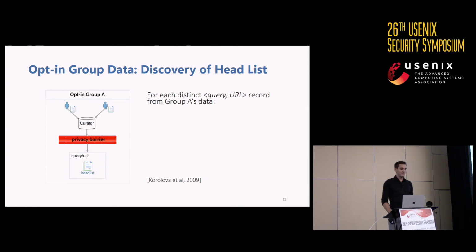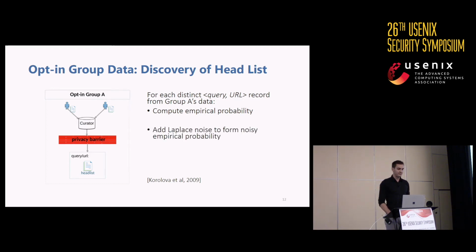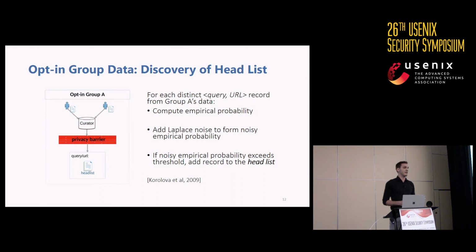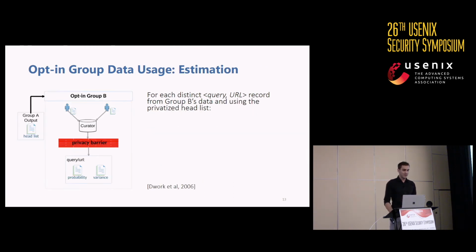So the way opt-in Group A works for the discovery of the head list is very simple. All the users give their data to the curator, and for each distinct record that the curator sees, the curator computes an empirical probability for that record. It adds carefully calibrated noise from the Laplace distribution to form an empirical noisy probability. And then if that noisy empirical probability exceeds a very carefully chosen threshold, we add the record to the head list as a most popular query and URL. So that's all for Group A.